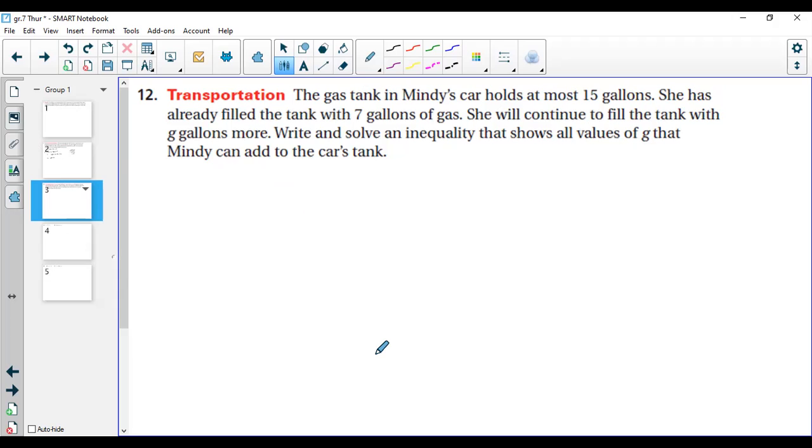Well, hopefully you would have tried it by yourself. I hope that you would try. So if you would have tried, then check the answer. The gas tank in Mindy's car holds at most 15 gallons.